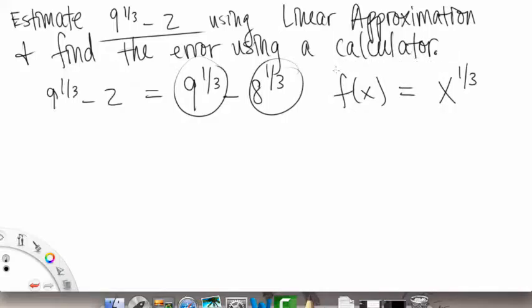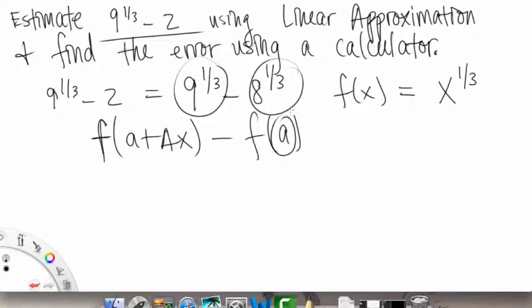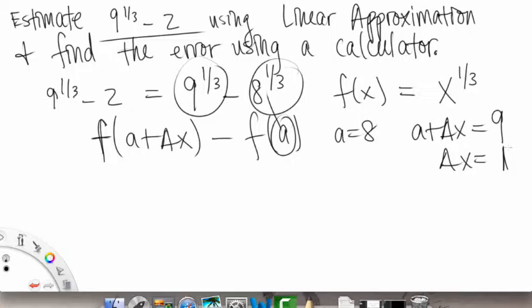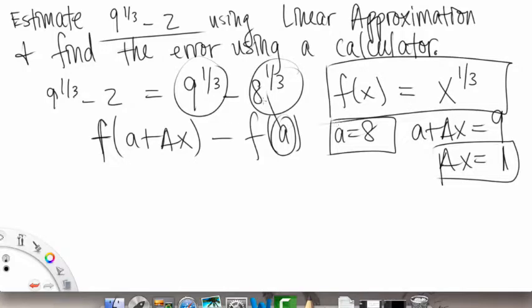So now that we have that, we can also extrapolate that we have f(a + Δx) minus f(a), okay? So a is presumably 8, and a + Δx is equal to 9, right? So our Δx is 9 minus 8, so it's simply 1. So we have these two pieces of information now. Well, actually 3, because now we know our function.